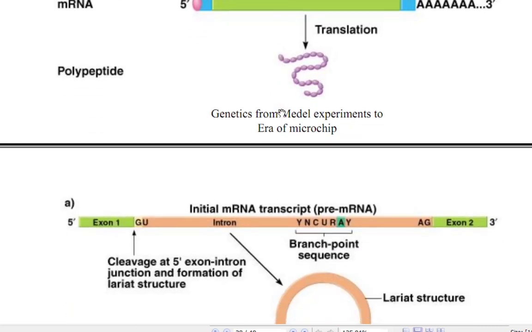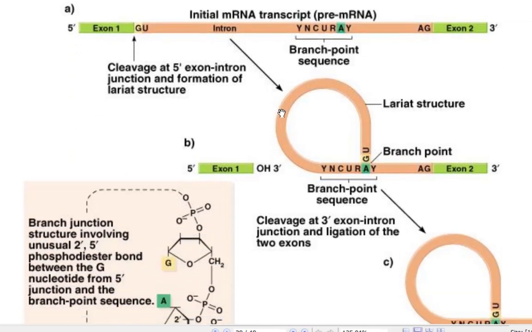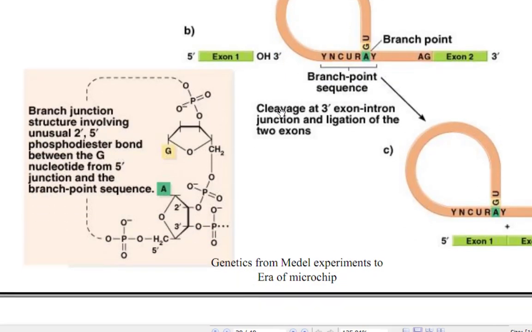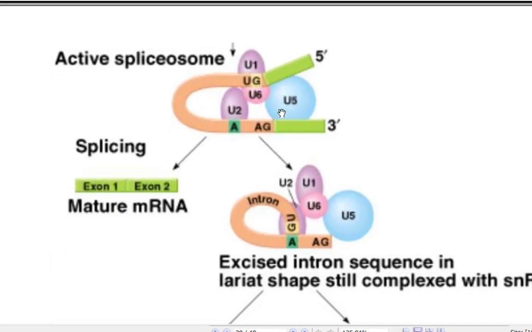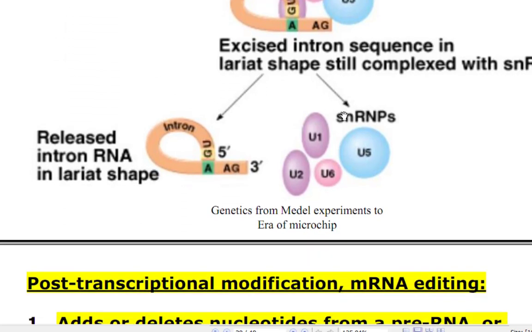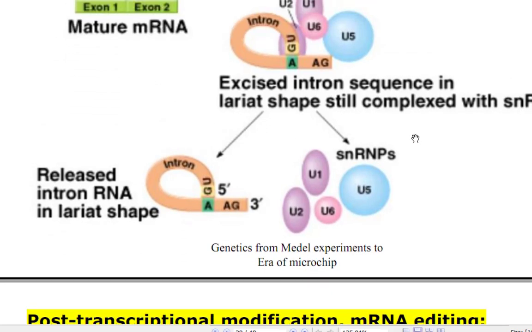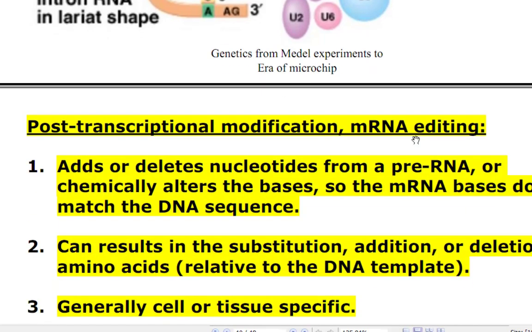coding sequence, translation, initiation of messenger RNA transcript, active spliceosome splicing, the mature messenger RNA is formed. Excised intron sequence in lariat shape still complexes with a small nuclear RNA.